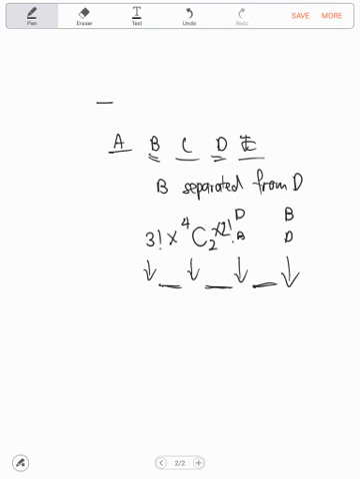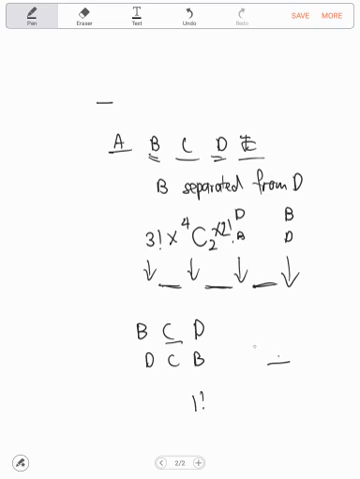Let's say I give another question, with just three people: B, C, and D. I need B and D to be separated. Obviously, we know that there are only 2 ways to do this. Applying the separator method, I will arrange the separator first, which is 1 way because I'm just arranging 1 person, right? So 1 factorial.